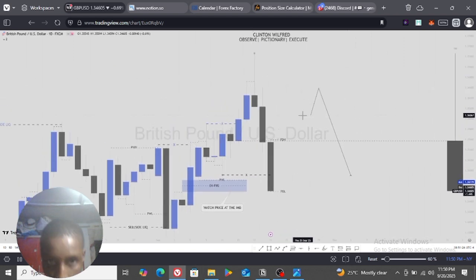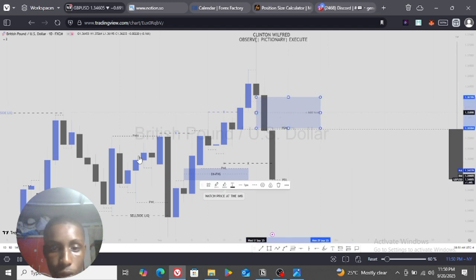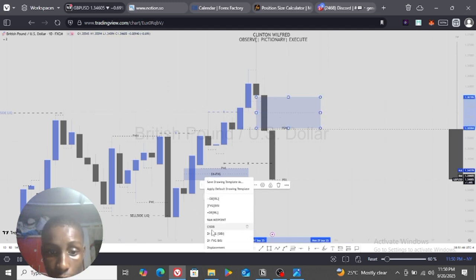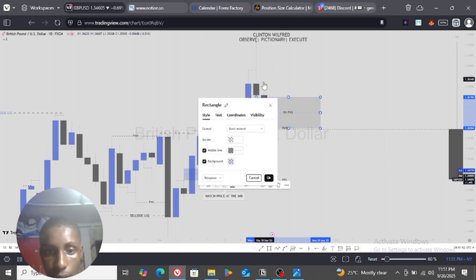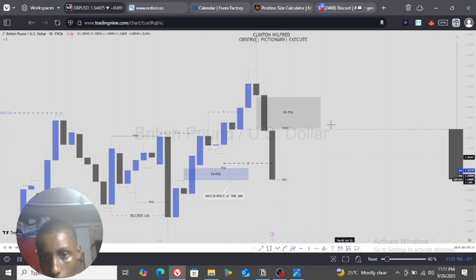So you can see we ran into the daily FVG and I'm expecting price to actually pull back to any of this imbalance here. We have an imbalance here, a bearish imbalance at this point. We have a bearish sell side imbalance.